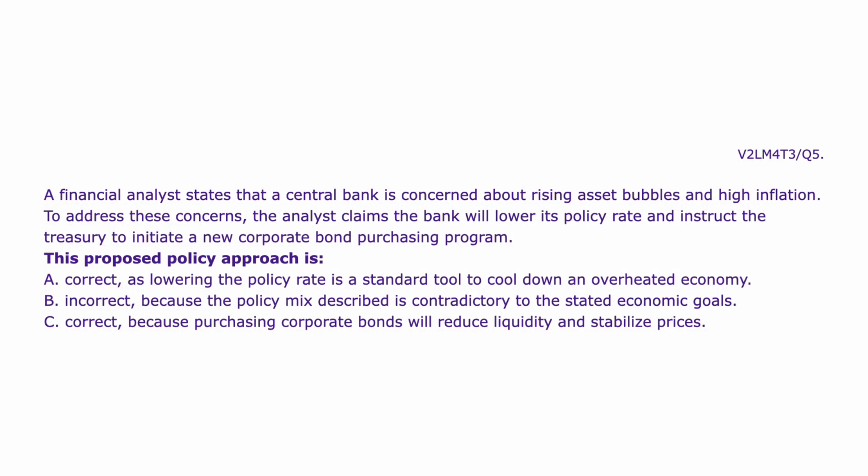A financial analyst states that a central bank is concerned about rising asset bubbles and high inflation. To address these concerns, the analyst claims the bank will lower its policy rate and instruct the Treasury to initiate a new corporate bond purchasing program. This proposed policy approach is: A. Correct, as lowering the policy rate is a standard tool to cool down an overheated economy. B. Incorrect, because the policy mix described is contradictory to the stated economic goals. C. Correct, because purchasing corporate bonds will reduce liquidity and stabilize prices.